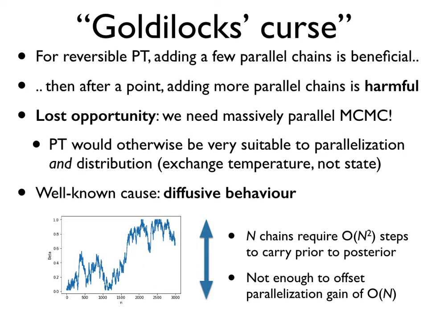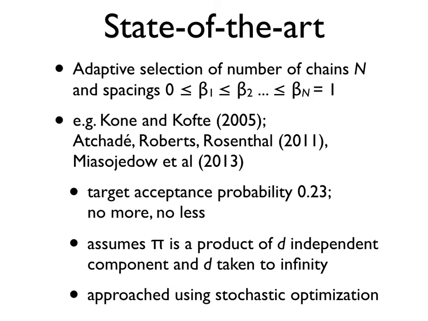And in the case of distribution, notice that we do not need to exchange states across the network. The different chains can exchange temperature instead of state, so it's a highly distributed algorithm. The cause of this Goldilocks curse is called a diffusive behavior, so it's well known in the literature, and informally what it says is that N chains will require in the order of N squared steps to carry a sample from prior to posterior, and it's not enough to offset a parallelization gain of order N. So at some point, adding more chains will actually slow down the rate at which samples go from prior to posterior.